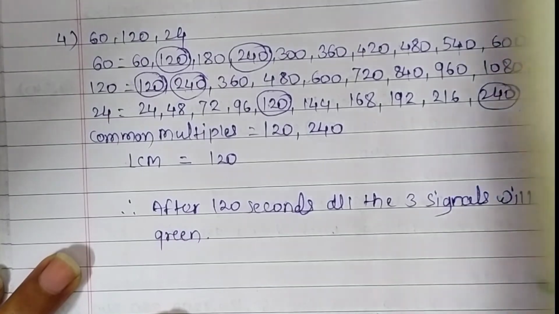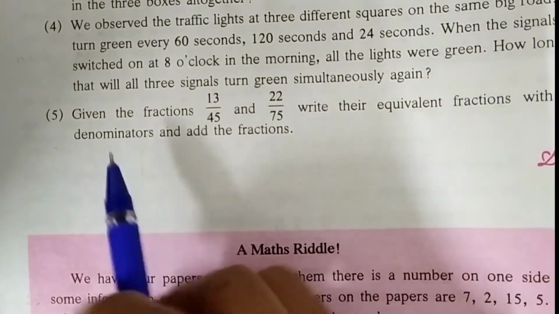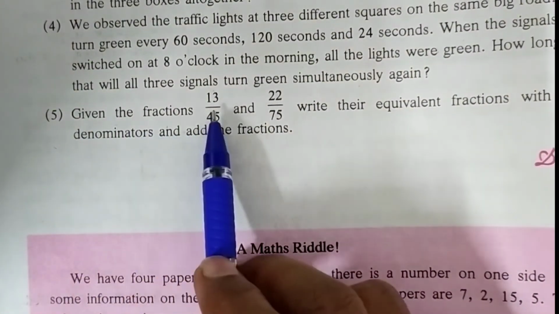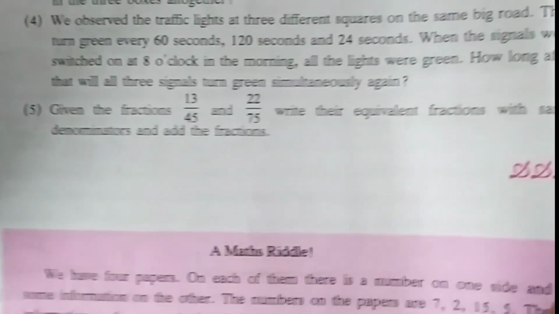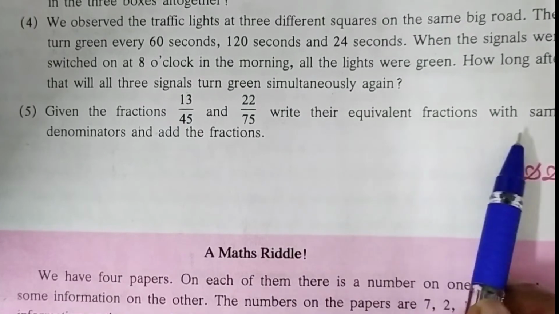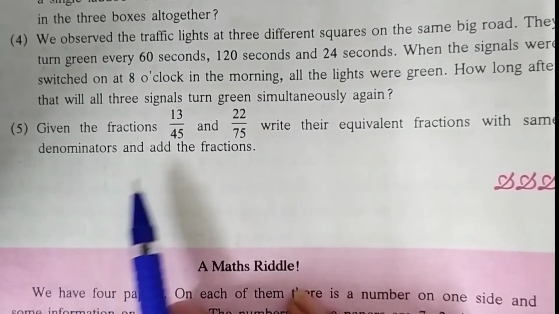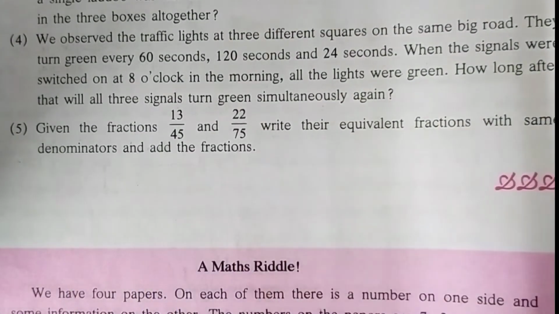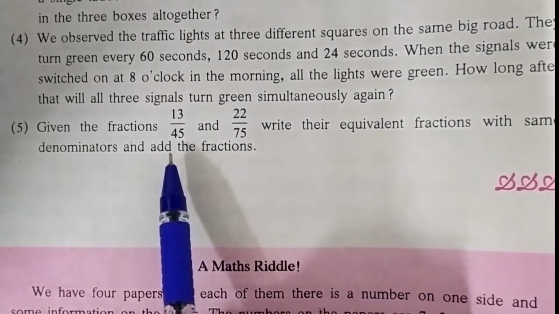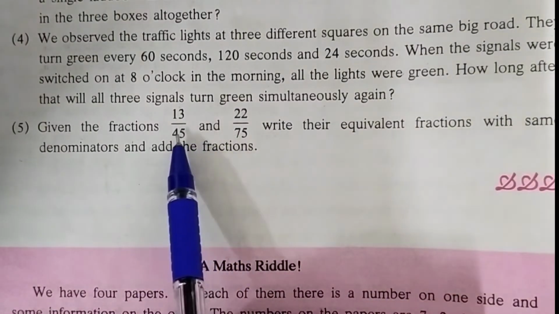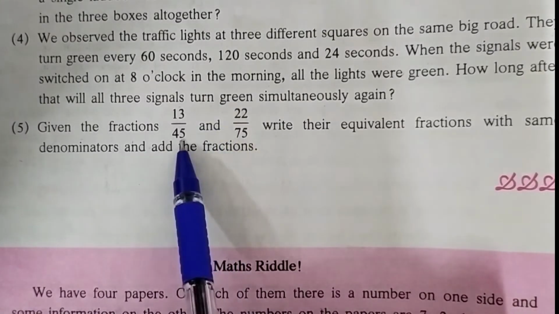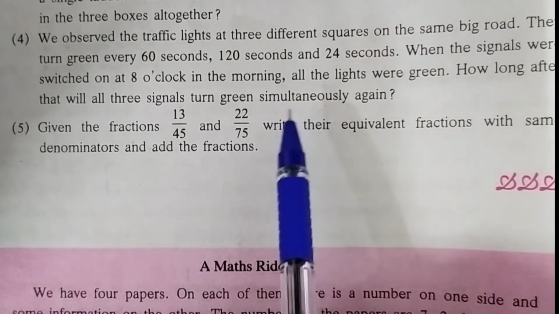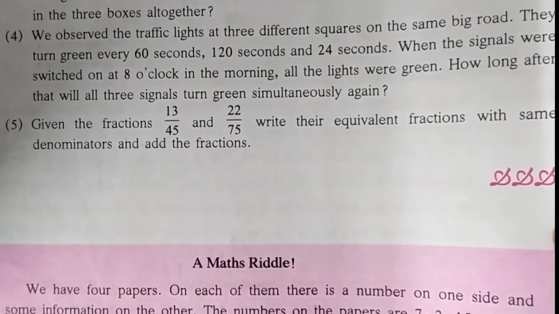Now 5th question. The question is, given the fractions 13 upon 45 and 22 upon 75, write their equivalent fractions with same denominators and add the fractions. So for writing equivalent fractions, we have to write the table of 45 and 75. Then we are going to convert them into equivalent fractions. How? Let's see it.